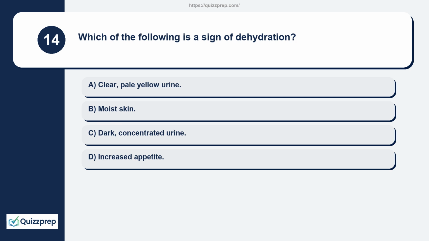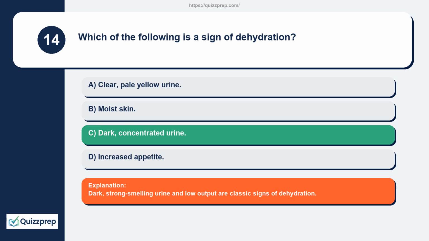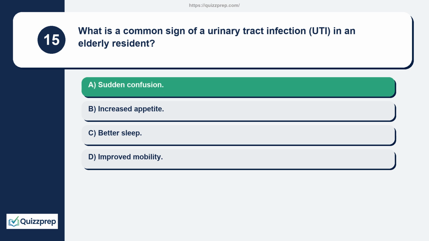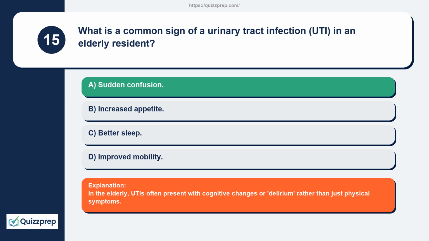Question 14. Which of the following is a sign of dehydration? Clear, pale yellow urine, moist skin, dark, concentrated urine, increased appetite. Dark, strong-smelling urine and low output are classic signs of dehydration. Question 15. What is a common sign of a urinary tract infection, UTI, in an elderly resident? Sudden confusion, increased appetite, better sleep, improved mobility. In the elderly, UTI often presents with cognitive changes or delirium rather than just physical symptoms.